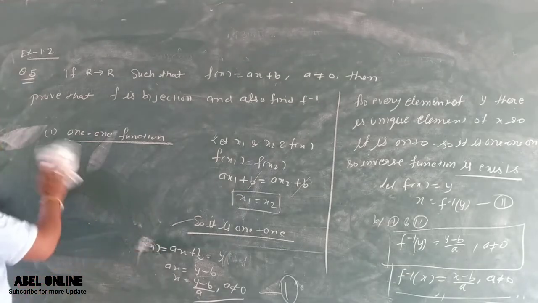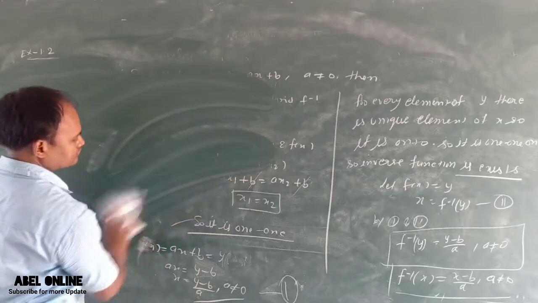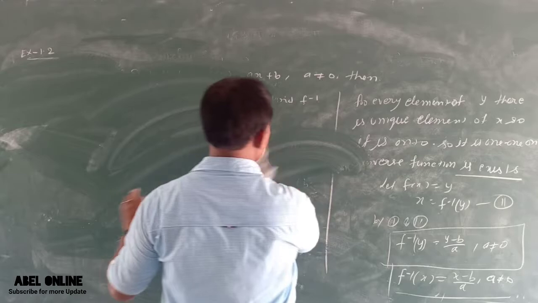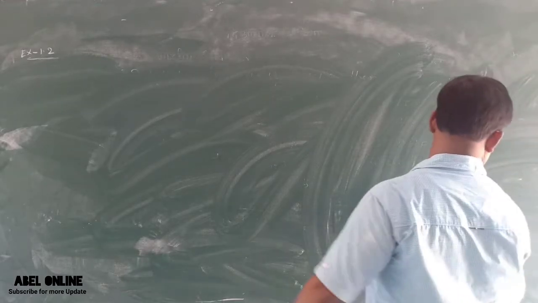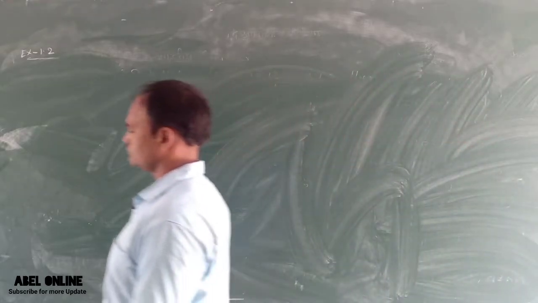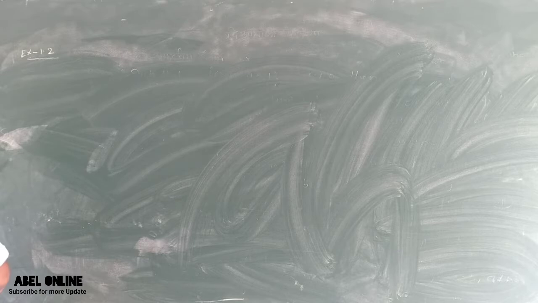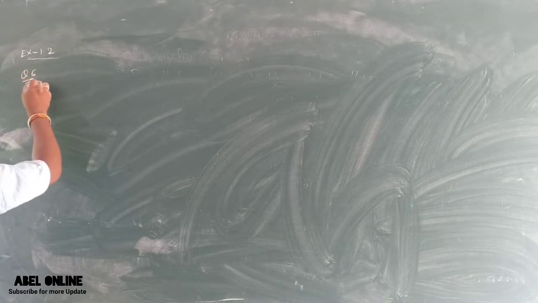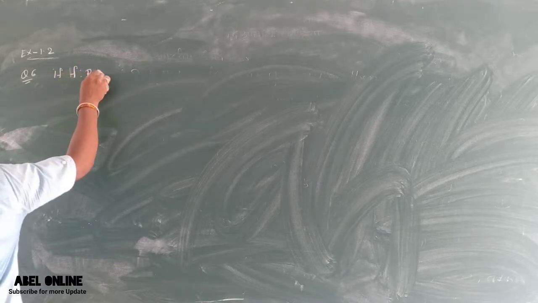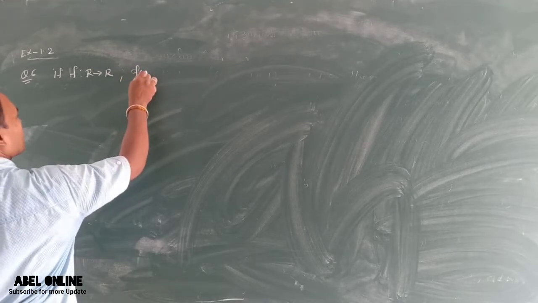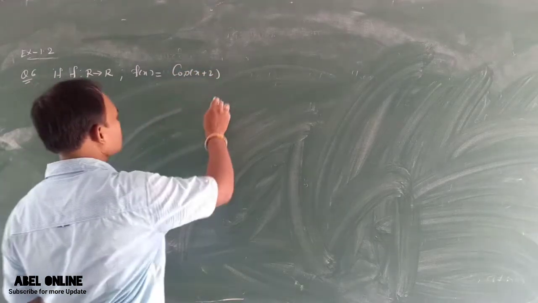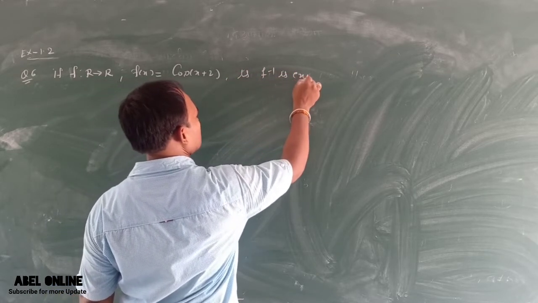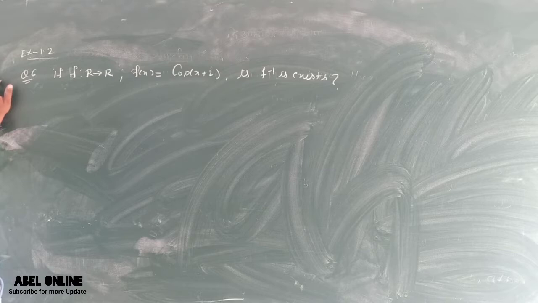Now we are on question number 6. Question number 6 is: if f: R to R and f of x equal cos x plus 2, does f inverse exist? This is question number 6.